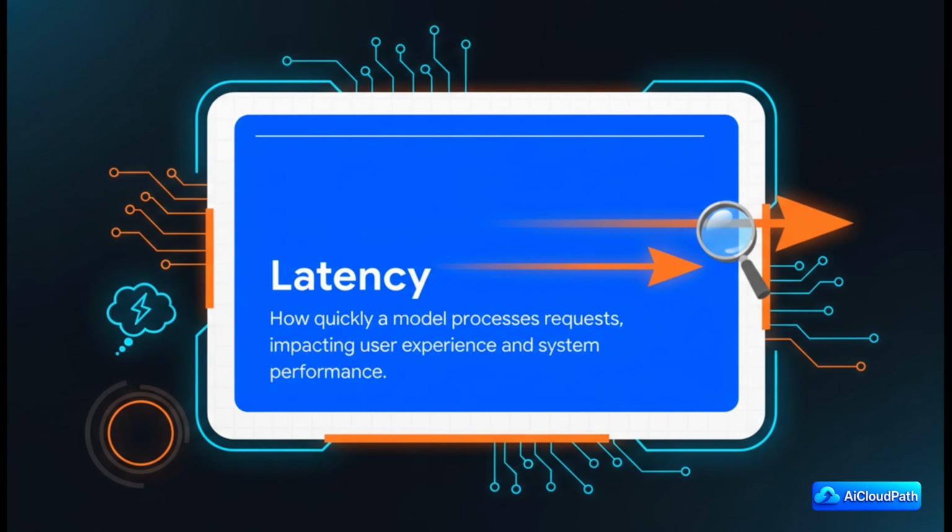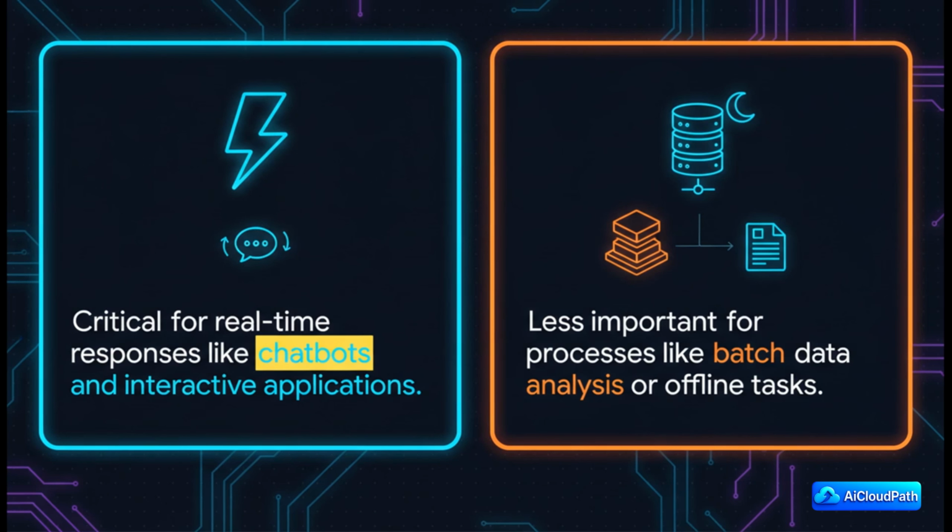First up in our balancing act is latency. So what's latency? It's just a fancy word for speed. How long does it take from the moment you ask the model a question to the moment you get an answer back? Low latency means a super fast response, and for a lot of apps, that is absolutely crucial for a good user experience. Just look at these examples.